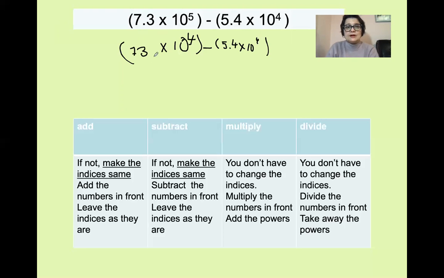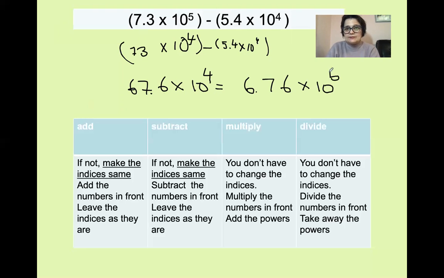So what we do now, we subtract the numbers in front, so we're going to have 73 take away 5.4, and the answer is going to be 67.6 times 10 to the power of 4. Okay, but is this a standard form? It's not, because 67.6 is bigger than 10. So this one becomes 6.76 times 10 to the power of 5. This is in case the question says, write the answer as a standard form. This is how we do it.